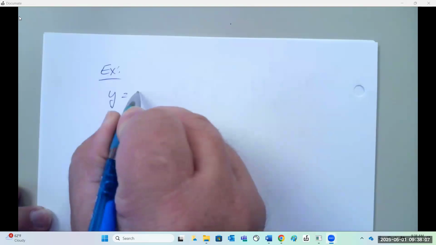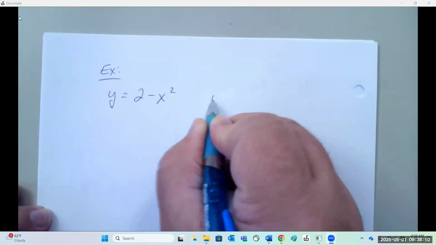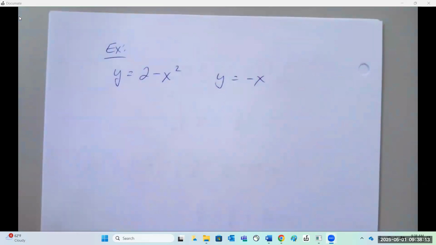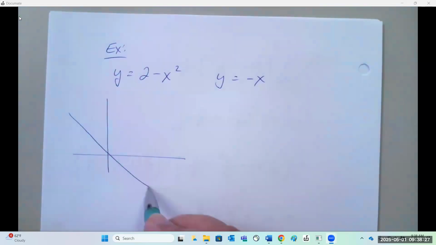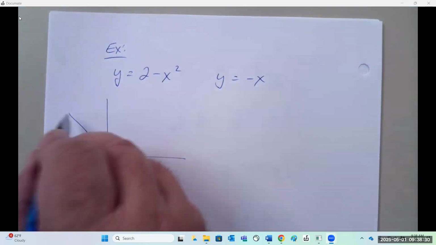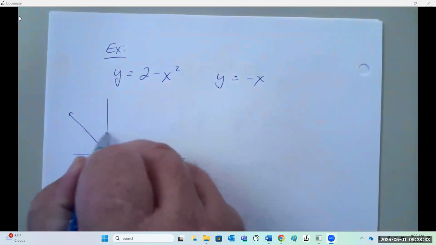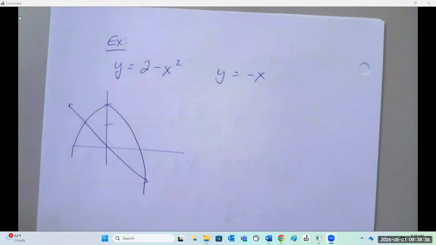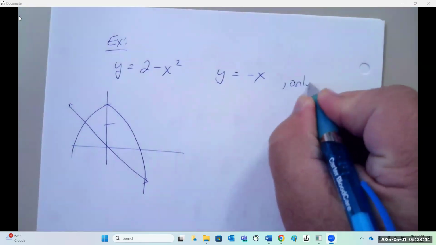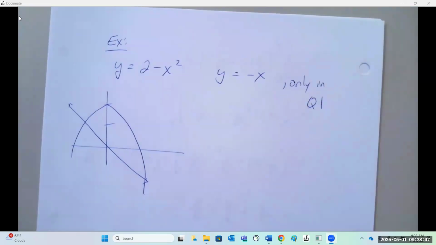We have 2 minus x squared, and we have negative x. We did this one earlier, so let's do it again. But now we're going to do it with respect to the y-axis. So let's look at the graph of this one. Negative x, that's this one. We're only in the first quadrant.